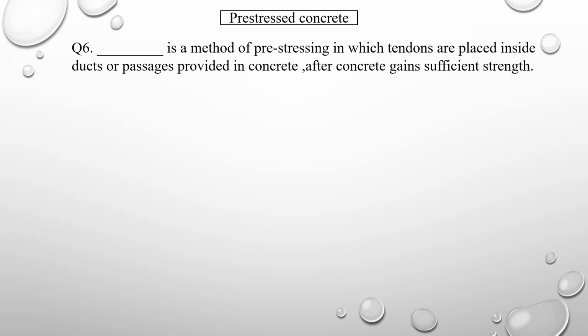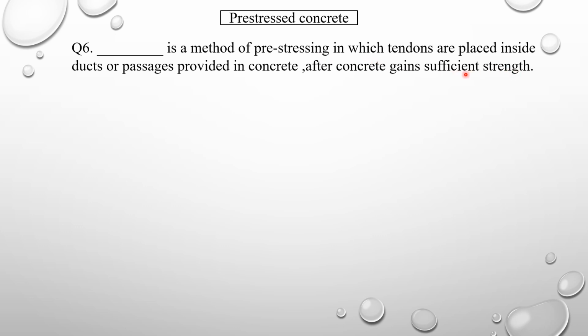Then next, the sixth question is from prestressed concrete. Question number 6: Dash is a method of prestressing in which tendons are placed inside ducts or passages provided in concrete after concrete gains sufficient strength. Here, focus on this word: after. Tendons are placed inside the ducts or passages provided in concrete after concrete gains sufficient strength.